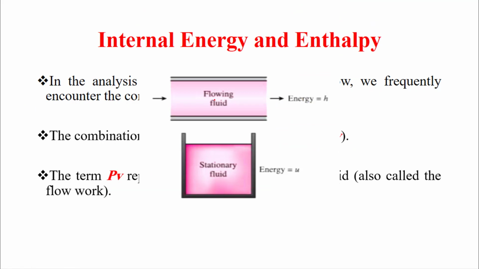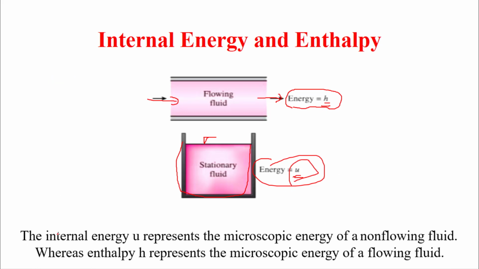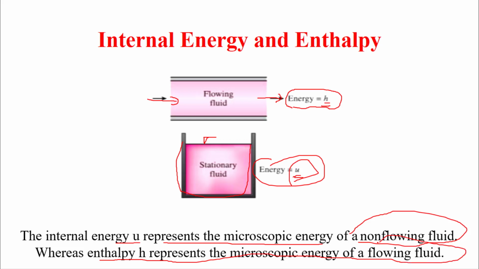So whenever we have a system where there is mass crossing the boundary in and out, then we can define this energy in terms of H. Whenever we have a stationary system, then we call the energy stored in the system U: here energy stored is H, here energy stored is U. The internal energy U represents the microscopic energy of non-flowing, stationary fluid, and the enthalpy H represents the microscopic energy of flowing fluid.